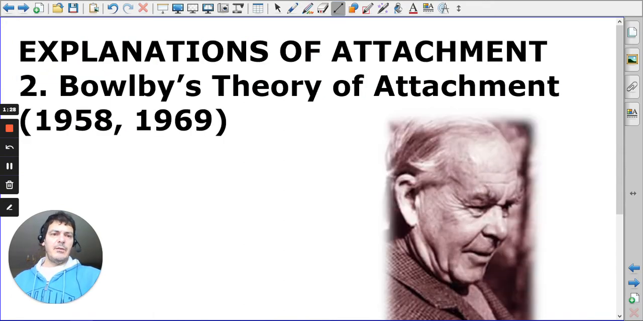Here we have a picture of Bowlby. It's quite a standard picture of him. He is seen here obviously in his later years. He's a prolific writer on attachment, starting some of his first research back in 1944, when we'll look at a study in the later part of the course. But we see that his attachment theory is published in 1958 and 1969.